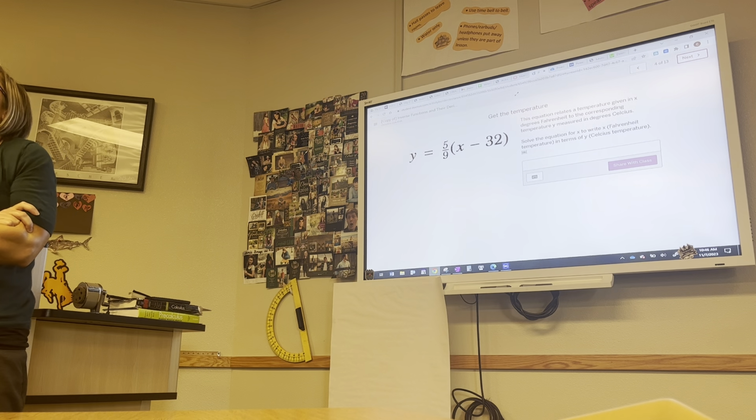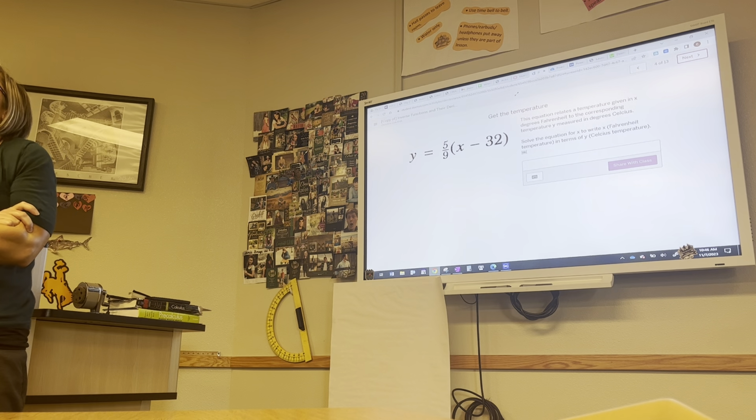All right, here we go. This equation relates to temperature given in x degrees Fahrenheit. So when we plug in Fahrenheit, what does it calculate? Celsius. So what we're going to do, or what you were supposed to do yesterday, is take this equation and rearrange it so that it will allow us to plug in Celsius and output Fahrenheit. So to do that, we just get x by itself. So how do we get x alone?